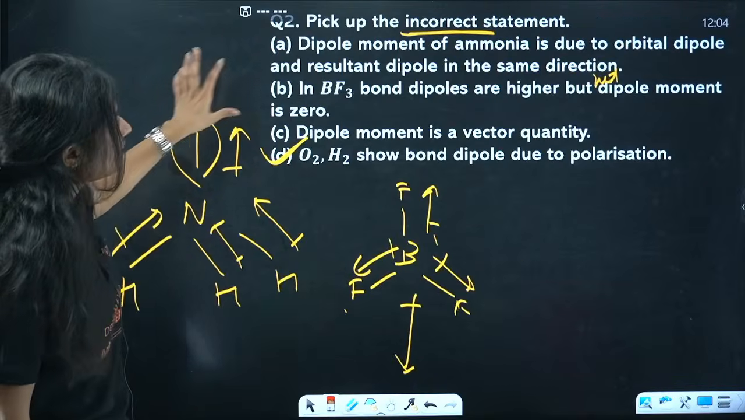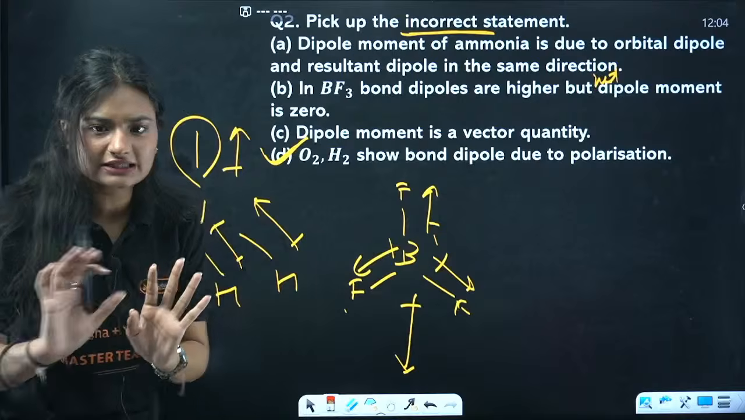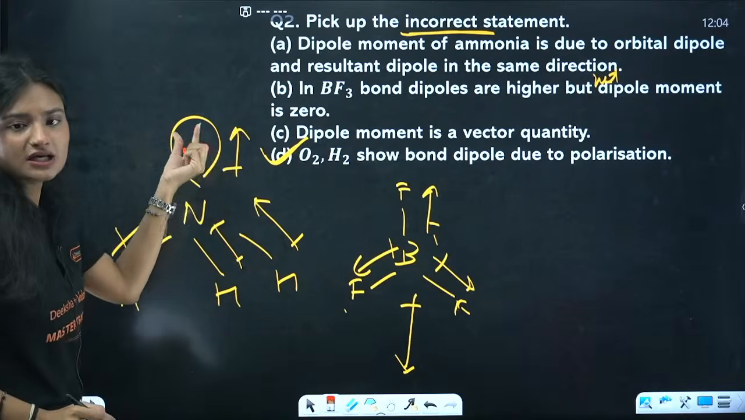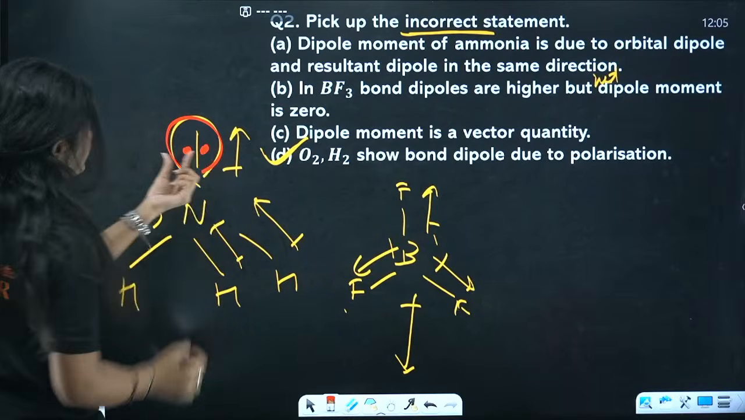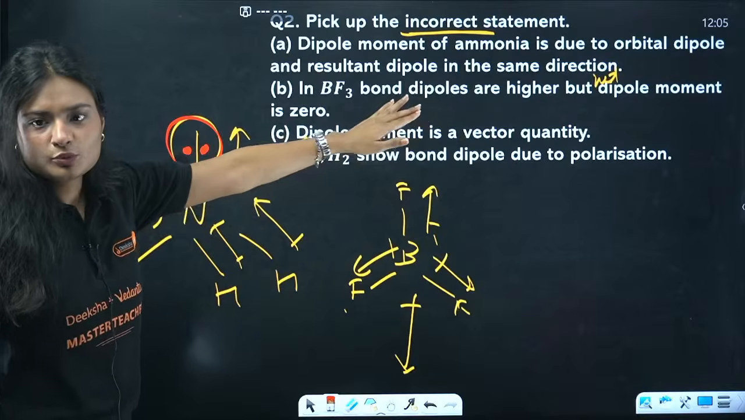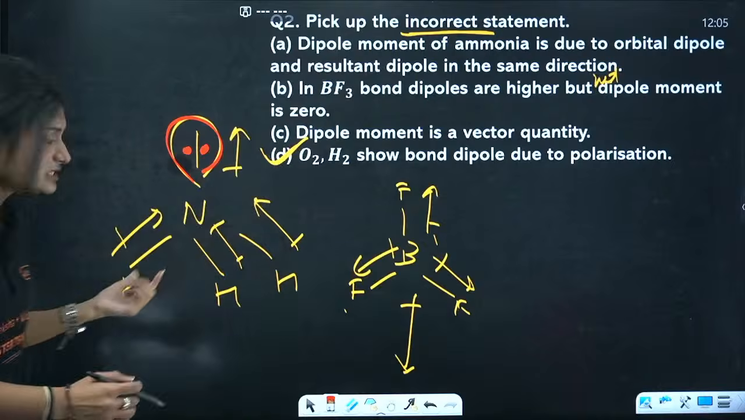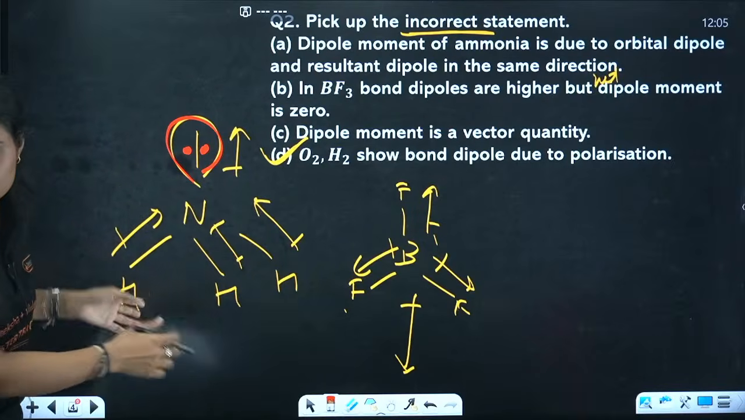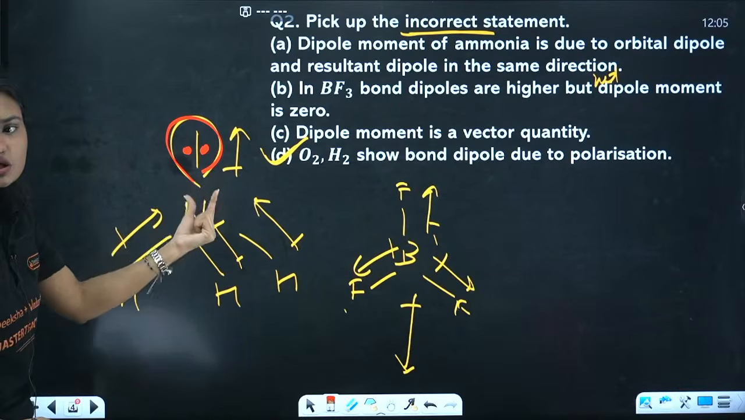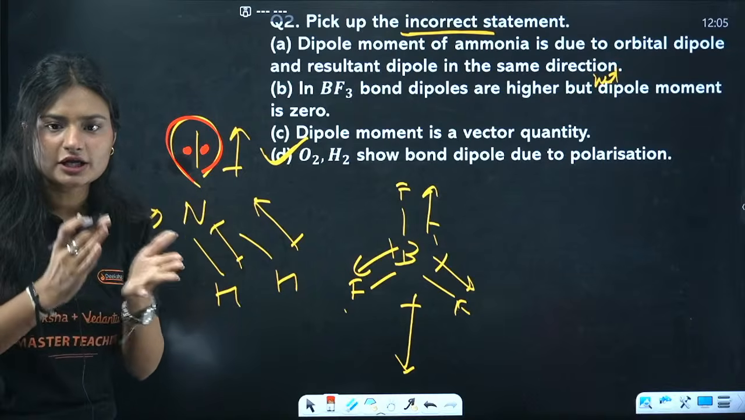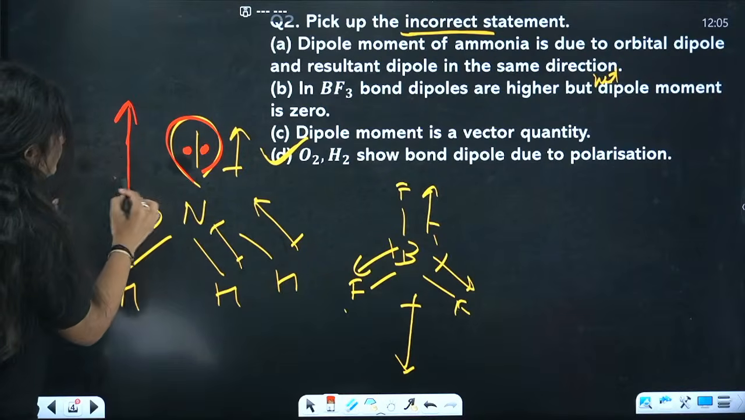Next question, pick up the incorrect statement. See, the dipole moment of ammonia is due to the orbital dipole. Orbital means the lone pair we have; the lone pair's dipole moment is called the orbital dipole moment. So it is due to the orbital dipole moment, and the resultant dipole is in the same direction. In ammonia, all three N-H bonds point in the same direction, so the dipole moments add up, and this dipole moment is also in this direction. Whenever you have a lone pair, the dipole moment will always point in that direction. So the resultant dipole moment is in the direction of the orbital dipole moment.